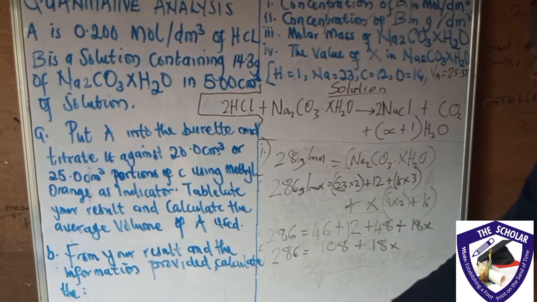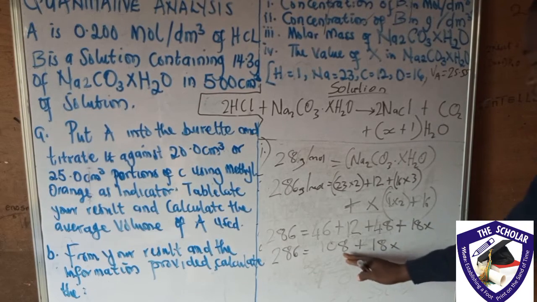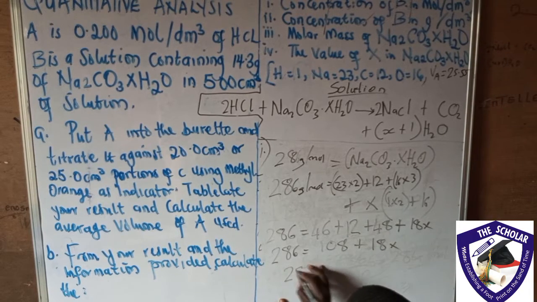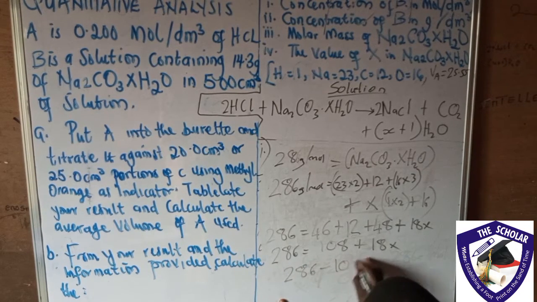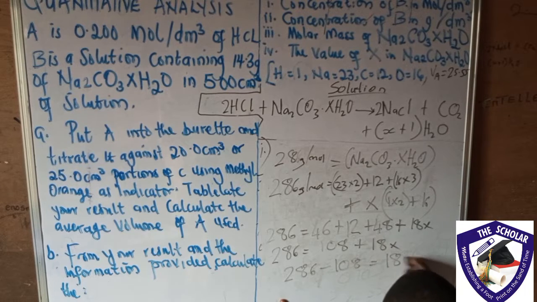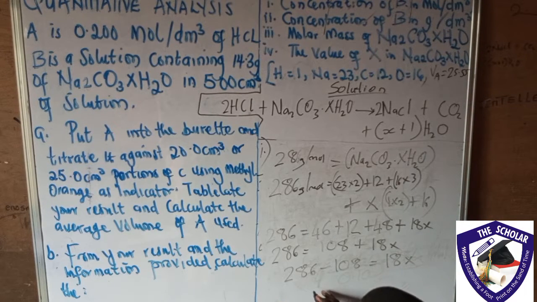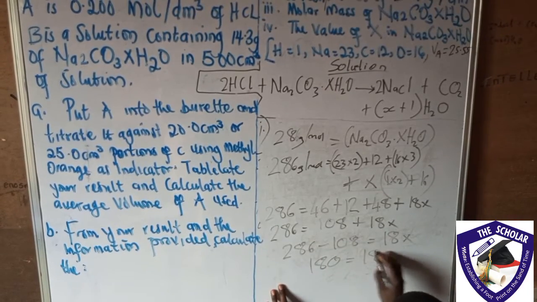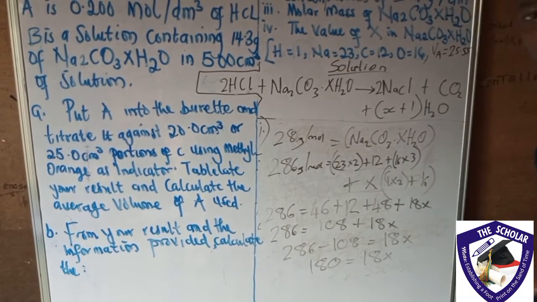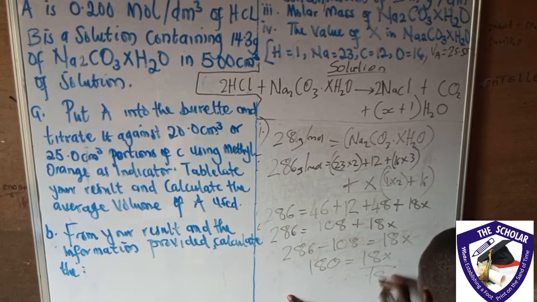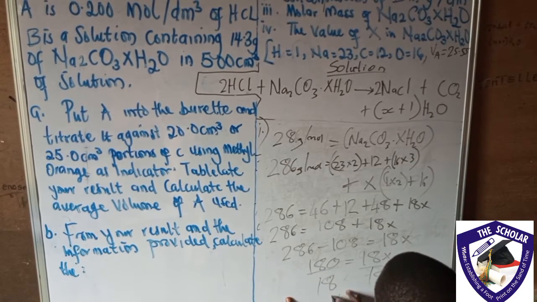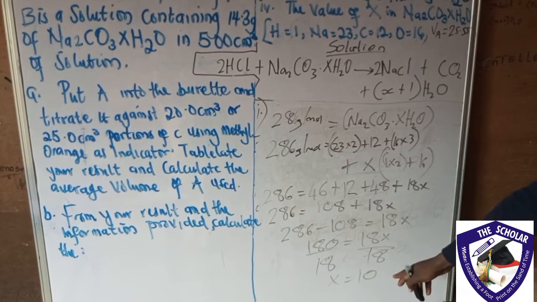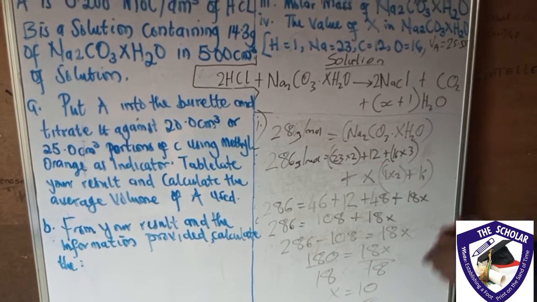From here we collect like terms. We move this 108 to the other side. So we have 286 minus 108 equal to 18X. 286 minus 108 gives 180, which equals 18X. Divide both sides by 18. So our X is equal to 10. Our X, final answer, is equal to 10.